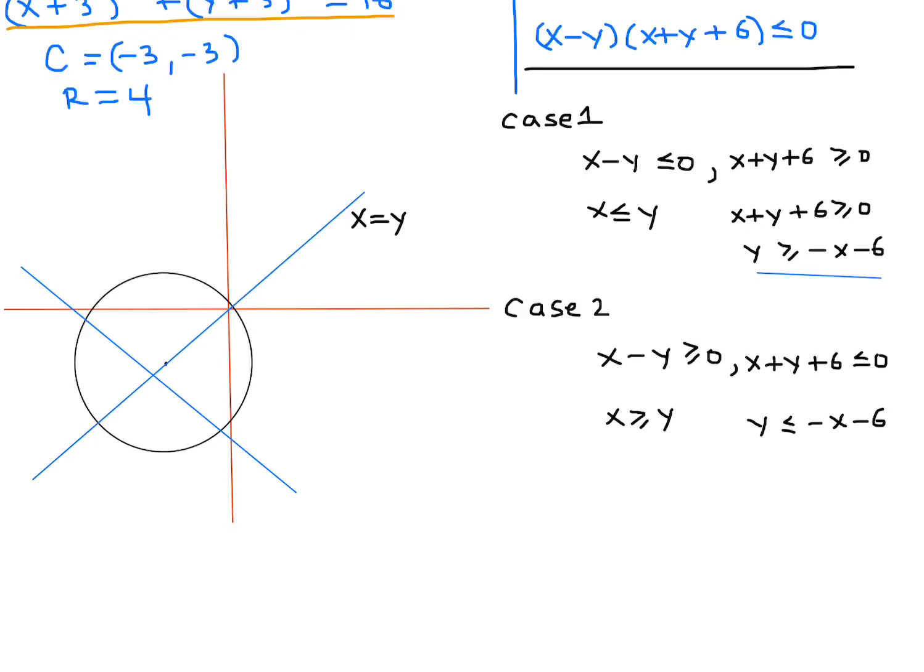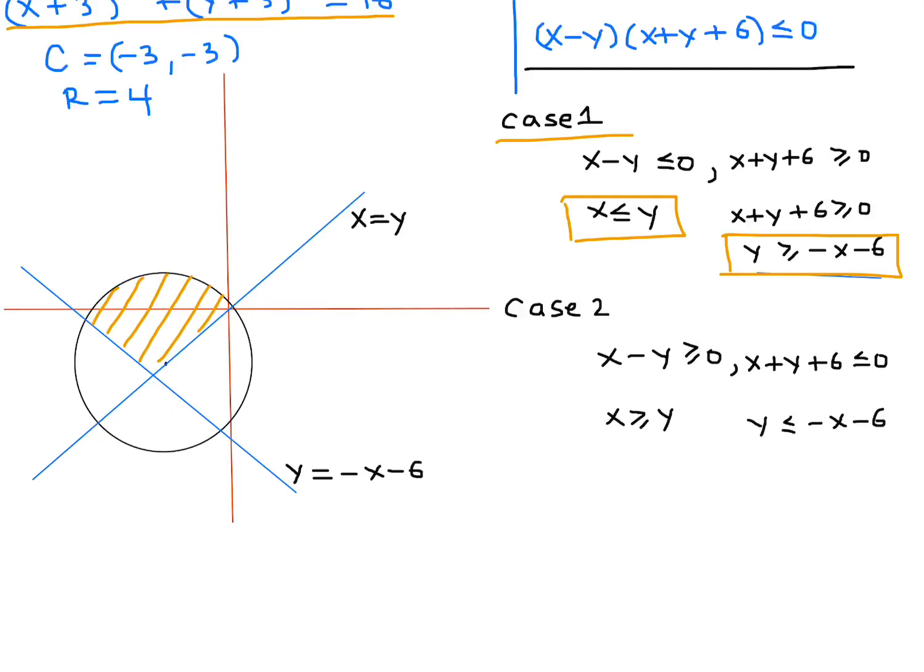Okay? So the first scenario, if you were to combine these two, where on the graph would that be? Case 1: x is less than y, and y is greater than minus x minus 6. And I'll label that line y is equal to minus x minus 6. That is this region right here. In that region, x is less than or equal to y, and y is greater than or equal to minus x minus 6.